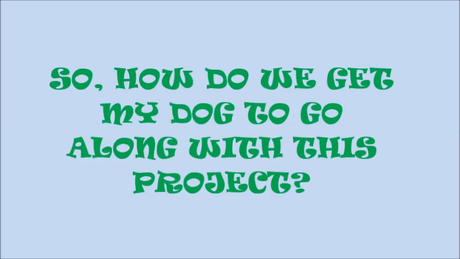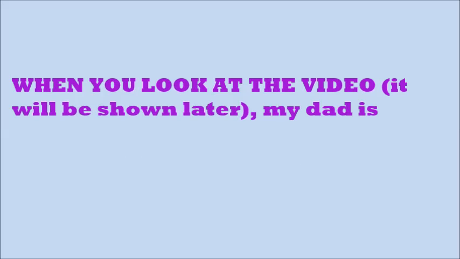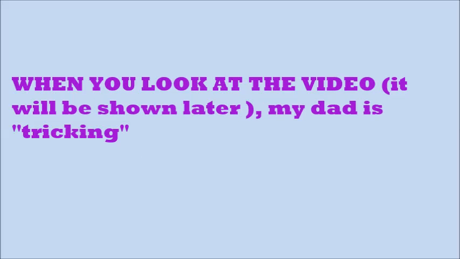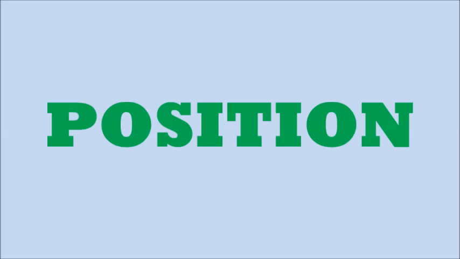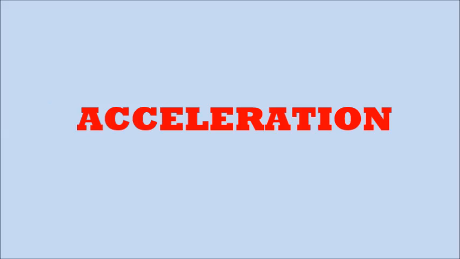That is the title because we took the velocity and acceleration of my dog. By the way, she's named Chacha. So, how did we get my dog to go along with this project? One answer: food. If you look at the video, my dad is, insert quotes here, tricking the dog into following the food, making her walk. And after we got the video, we took the position, velocity, and acceleration time graphs for the video.